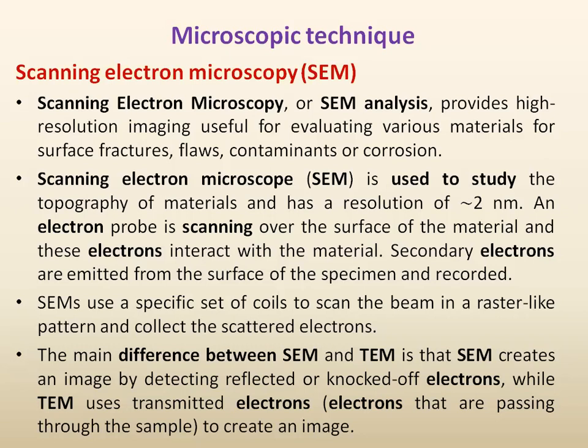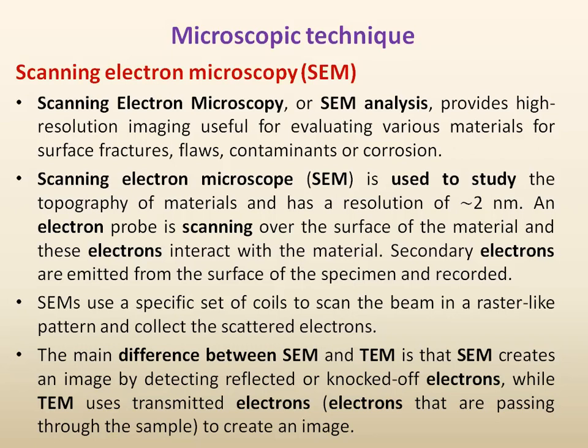It does not enter into the particle. It scans the surface of the particle or the material, and this electron interacts with the material. Then it gets reflected from that material, and it is collected by the detectors. So the secondary electrons are emitted from the surface of the specimen, and then recorded. We use a specific set of coils to scan the beam in a raster-like pattern and collect the scattered electrons. That scattered electron is collected by the detector, and then the image is generated.